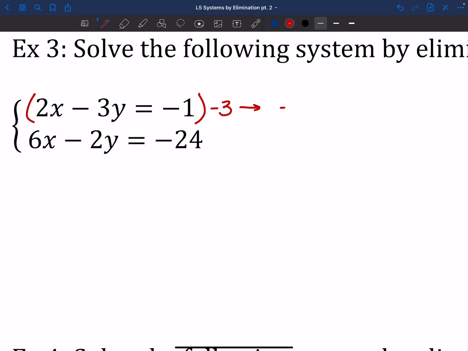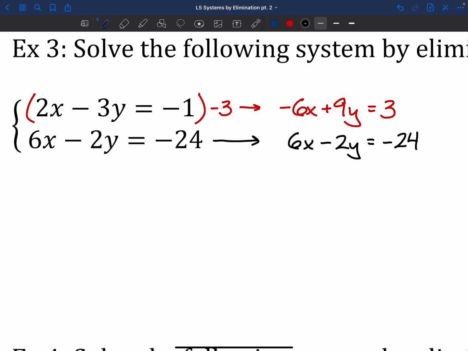So 2 times negative 3 is negative 6x. We're going to get plus 9y, and then equals positive 3. The one on the bottom already has a 6 for the x, so I'm just going to drag it right over. 6x minus 2y equals negative 24. All right, so that little bit of thinking ahead now means that all I need to do is just add these together. If you went ahead and ended up needing to subtract these from one another, that's okay. It doesn't mean you're wrong. Let's keep working through it and see if we end up in the same place.